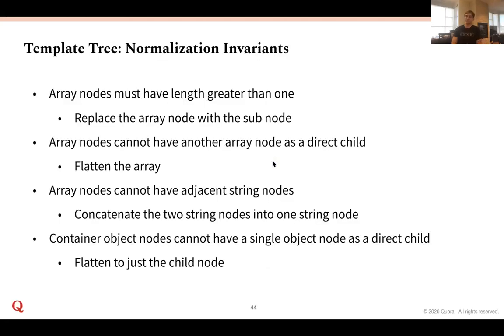So in order to keep the template trees unique, there are a couple of normalization invariants that we want to make sure we maintain when generating these node trees.